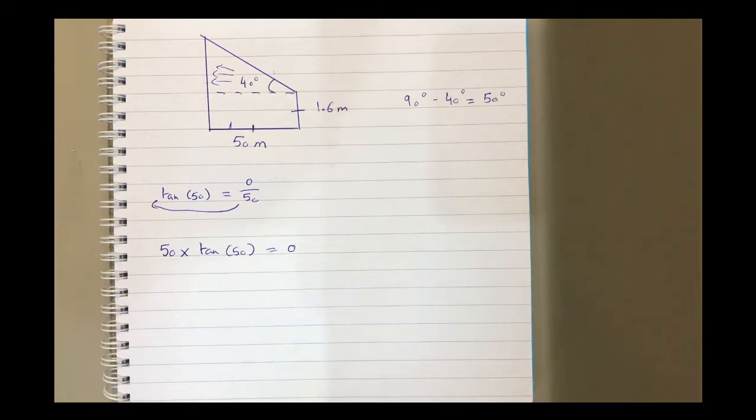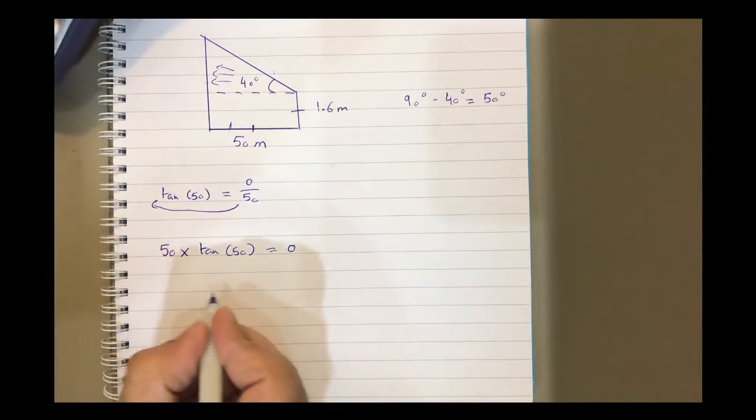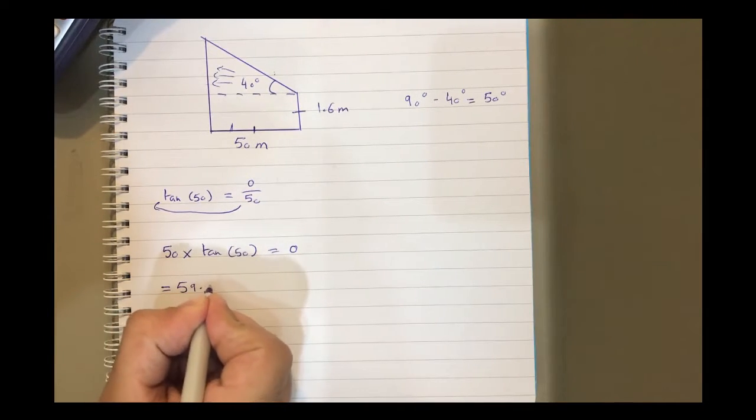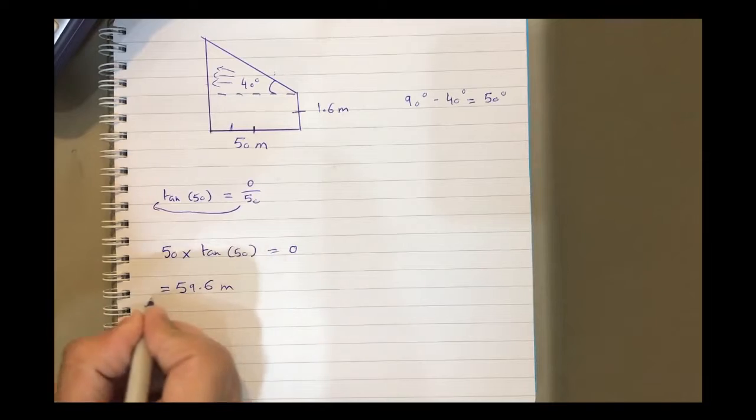Using the calculator, first of all we have to put it in degree mode. 50 times tan of 50 degrees equals 59.6 meters.